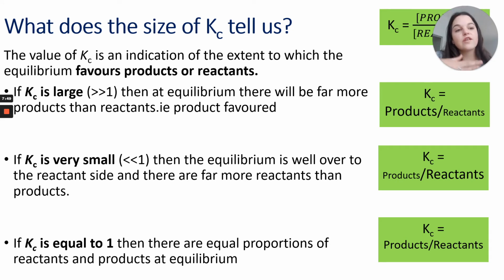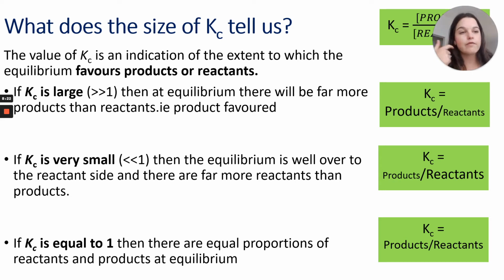Okay, so once we've been able to write those equilibrium expressions, we can then input some numbers and some concentrations that are given to us and actually calculate Kc. On the other hand, some questions just give you Kc and ask you to interpret it. So how do we interpret that number that we get given? So like I said, the value of Kc is an indication of the extent to which the equilibrium is leaning towards the product or leaning towards the reactants.